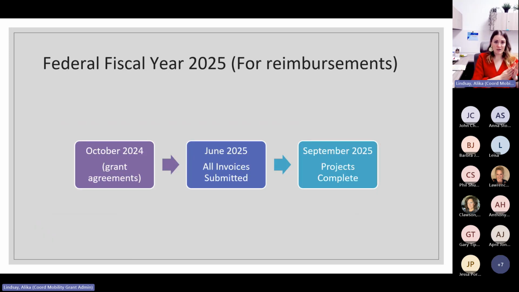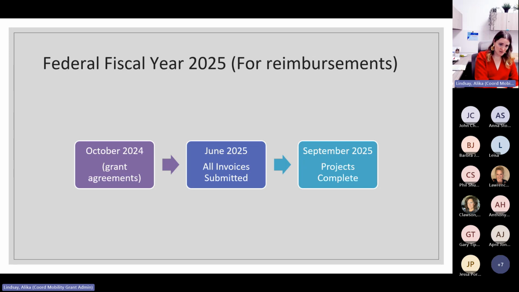Federal fiscal year 2025 for reimbursements. So I just wanted to make this clear, because you're thinking, right, oh, clear back to October 2022, but we haven't even signed our grant agreements yet because we're still waiting on FTA to approve. It gets kind of confusing. So those are the 2 years, right?